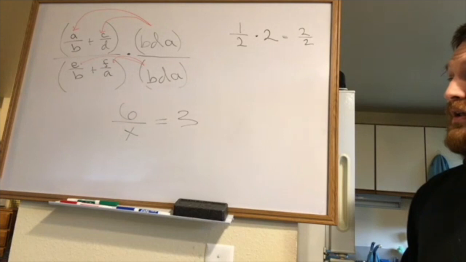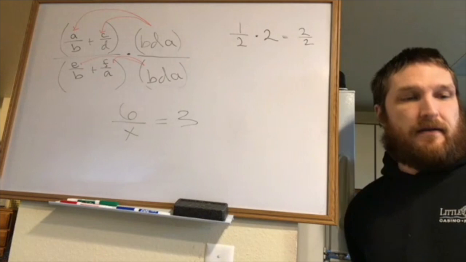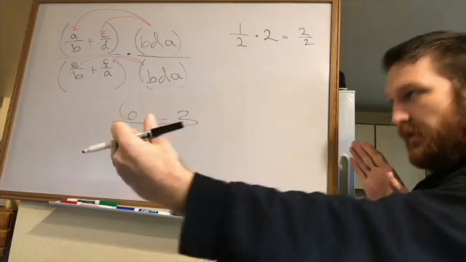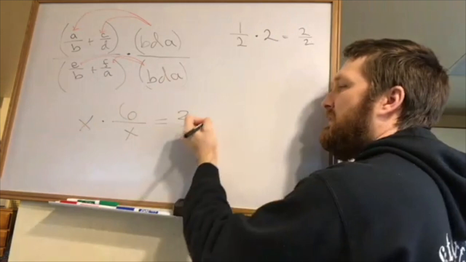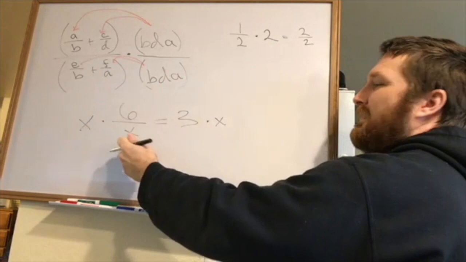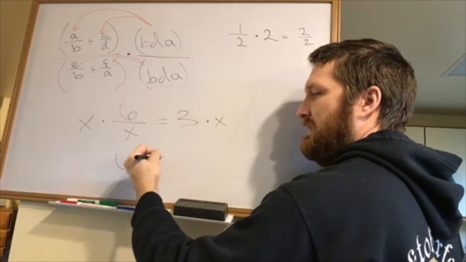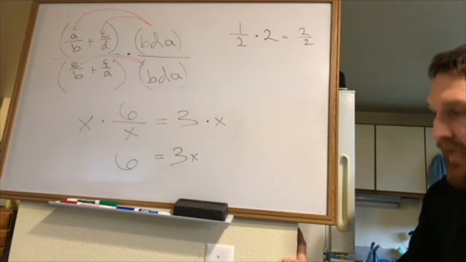We have something in the denominator. How do we kill this denominator? We multiply it by x. I'm going to multiply both sides of the equation by x, and let's see what happens. I do that. Okay. That x cancels that. That was my whole reason for doing this in the first place, is that the x's cancel, and I'm left with 6 equals 3x. And now if we wanted to solve this, finally, what would we do?